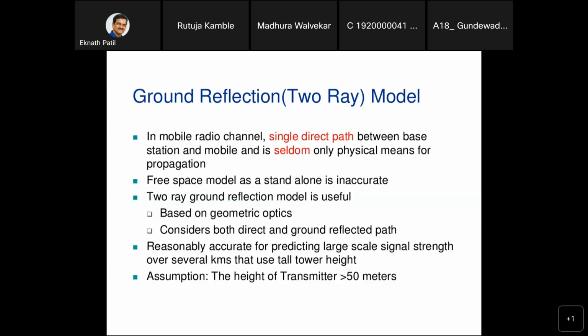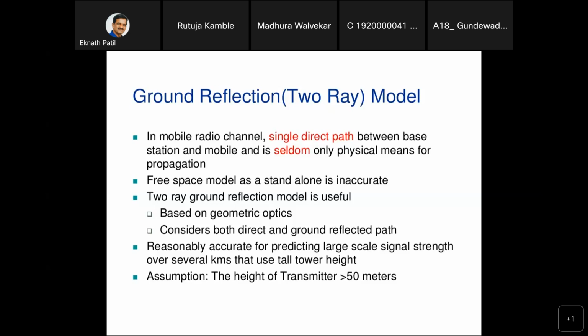Based on geometric optics, it considers both direct and ground reflected paths. It is known as the multi-path propagation. What happens when the signal is received by your mobile? It is received directly from the base station, that is one thing. Other possibilities are there: one reflected from the ground, another reflected from the building, another reflected from the trees around you. And many more paths are there through which the signals are received at the receiver, that is your mobile phone. That is nothing but the multi-path propagation.